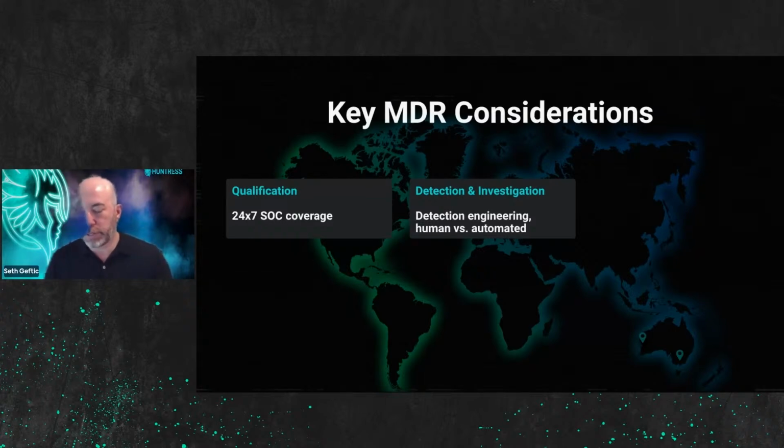What are you detecting that the tool itself is missing? Or what are you clarifying that the tool itself is missing? And how are you doing that? Is that human-led? Is that automated? It should be a combination of both. It should be smart humans using automation to help them do more in their day.